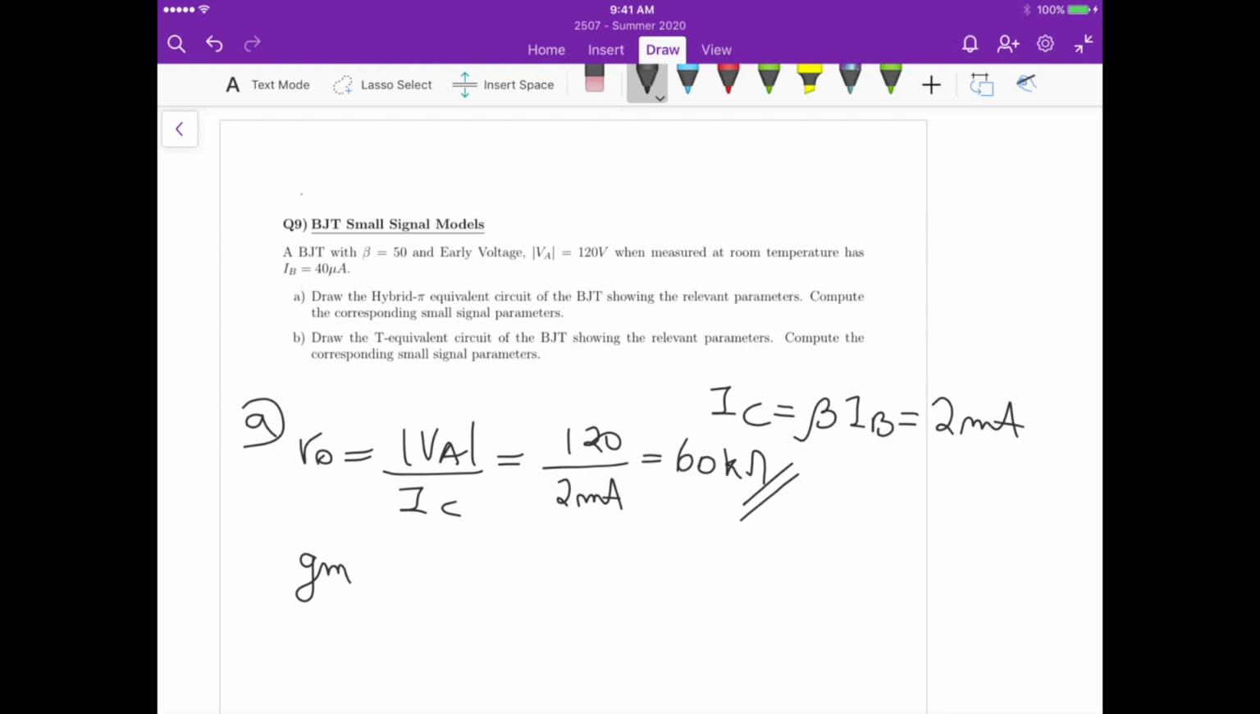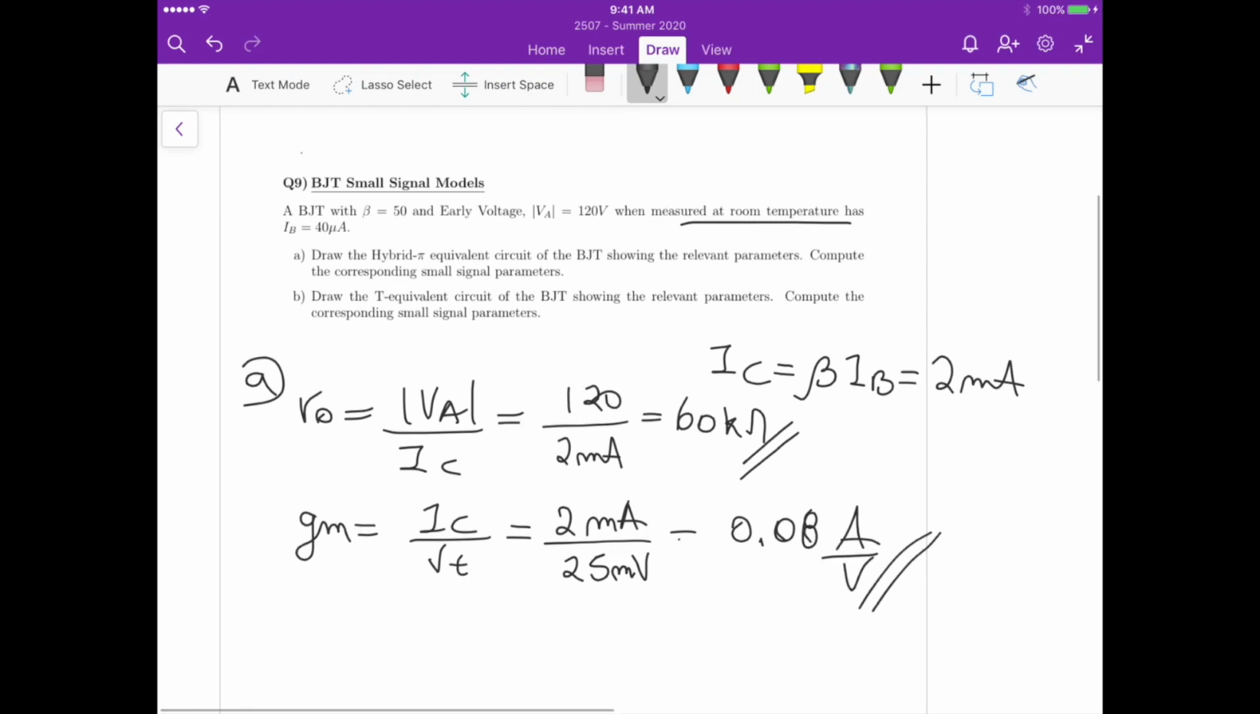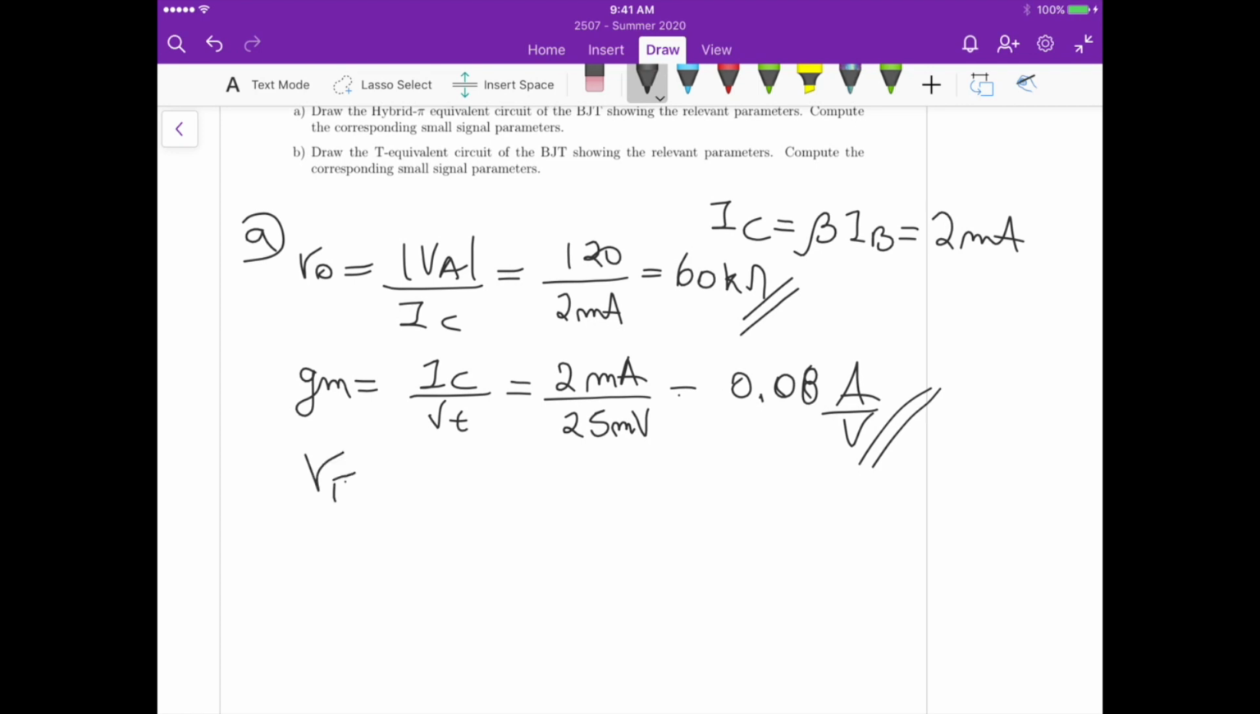Then the transconductance Gm is equals to the collector current. Now we are at room temperature, so Vt is 25 millivolts. So this is 2 milliamperes divided by 25 millivolts. That's equals to 0.08 ampere per volt, right? And then for r pi, that's for the hybrid pi model, we have that beta over Gm, and that's equals also to Vt divided by the base current, which in our case is equals to 625 ohms.